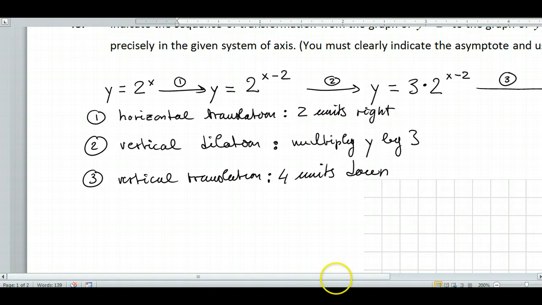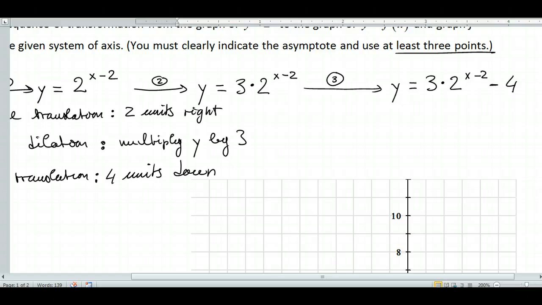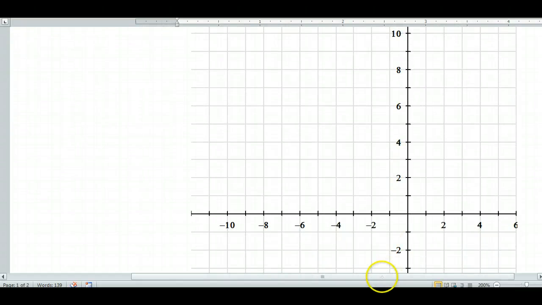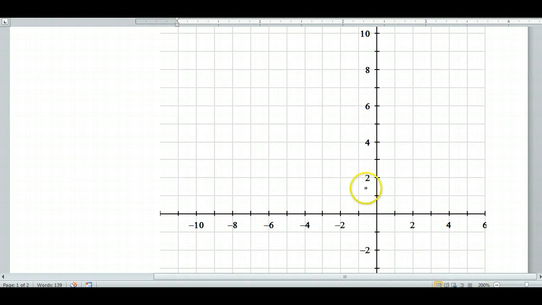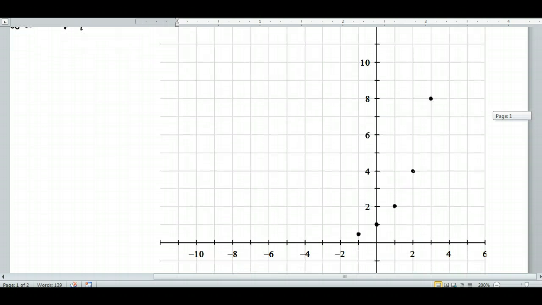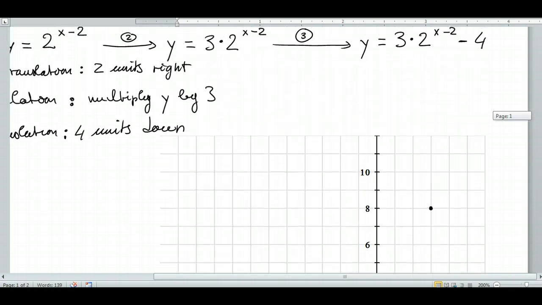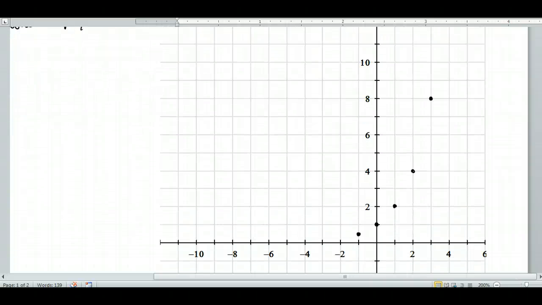Okay, let's graph everything. So we start with y equals 2 to the x, right? You're supposed to know how to graph that. 2 to the 0 is 1. 2 to the negative 1 is 1/2. 2 to the 1 is 2. 2 to the 2 is 4. 2 to the 3 is 8. And I don't think I have more room for the next one, that would be 16. Okay, that's 2 to the x, and then after I'll multiply by 3. So let me graph this right here.